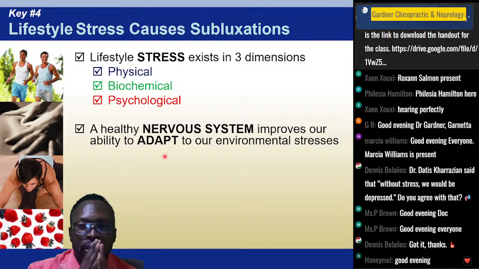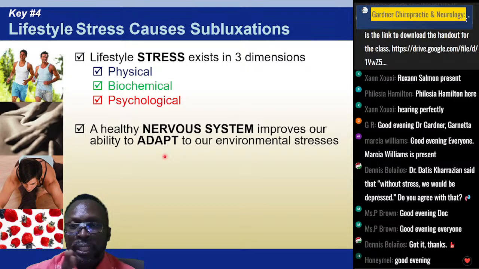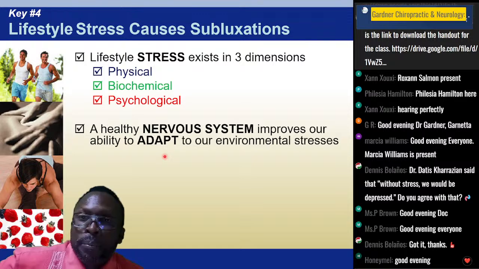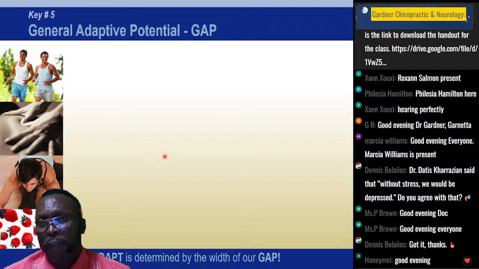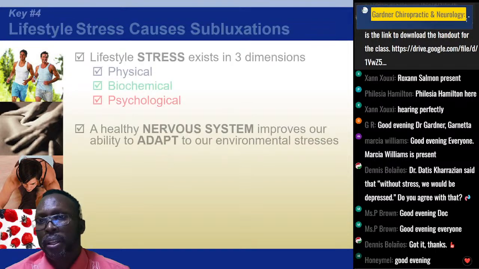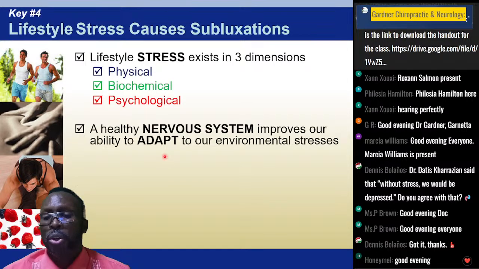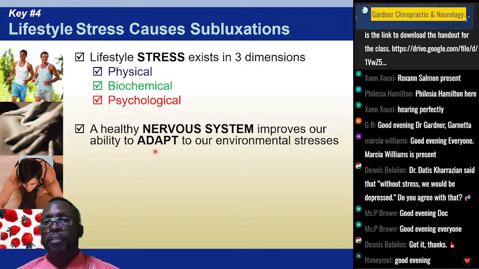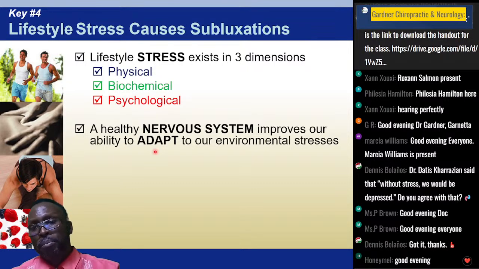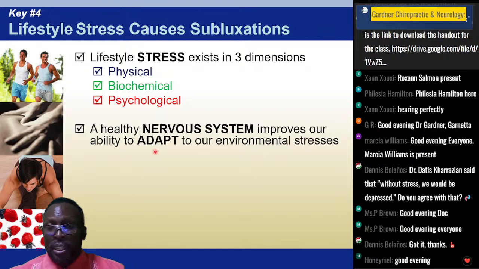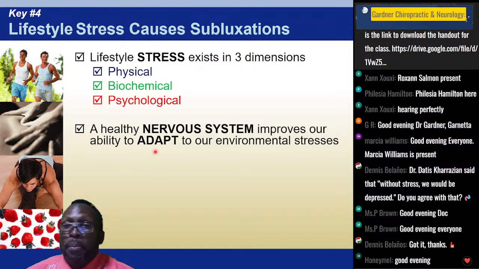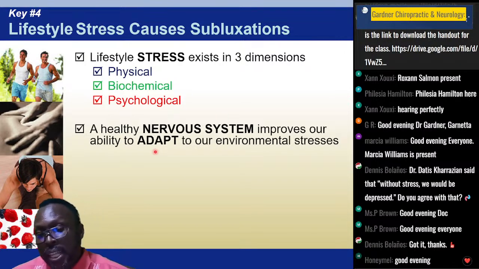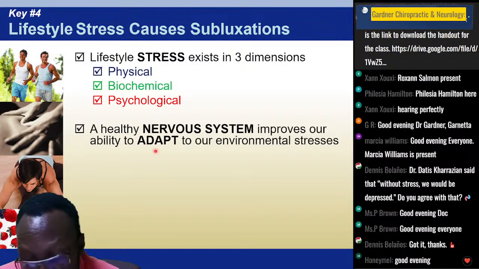Now, the healthier our nervous system is, the better we're able to adapt to our environmental stresses. The goal of good health is not to be free of stress. The goal of good health is to be able to adapt to any stress that we face. So we do not want to be free from stress. We want to be able to adapt to any stress that we are facing. That is the goal. And I hope that makes sense.